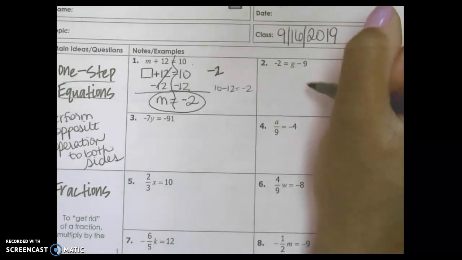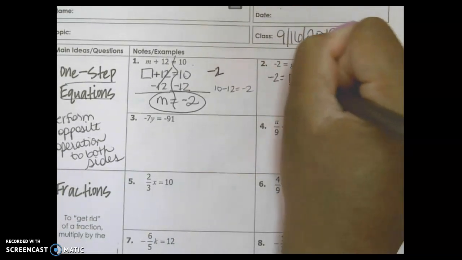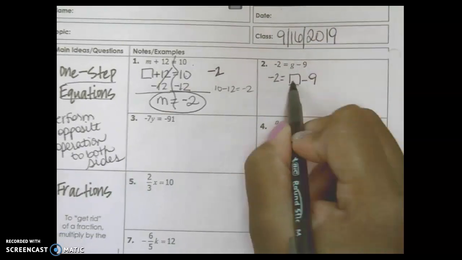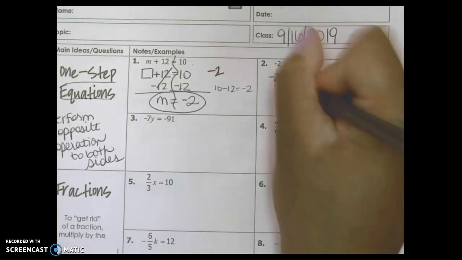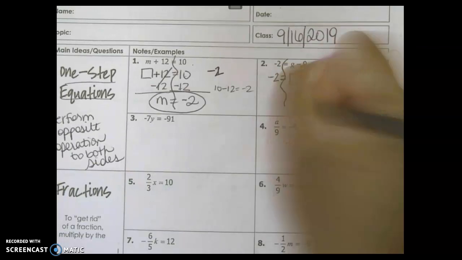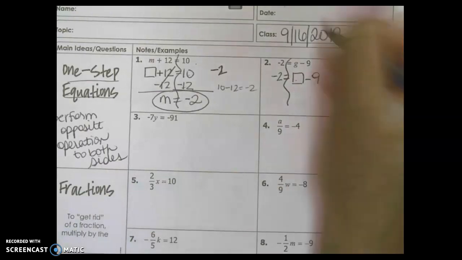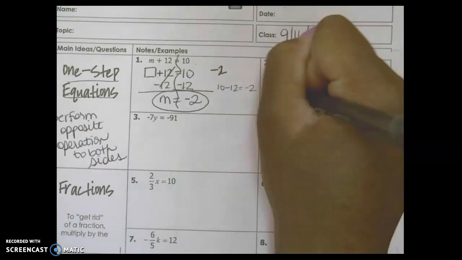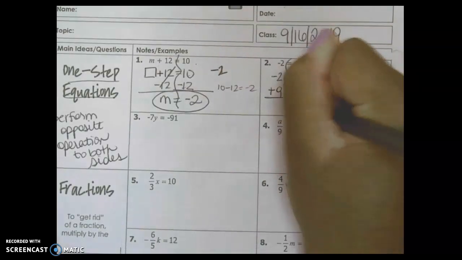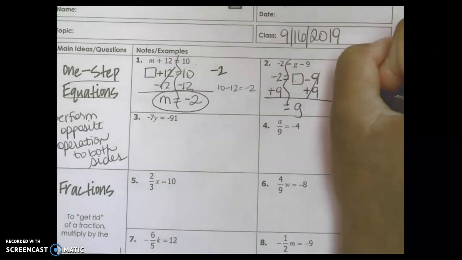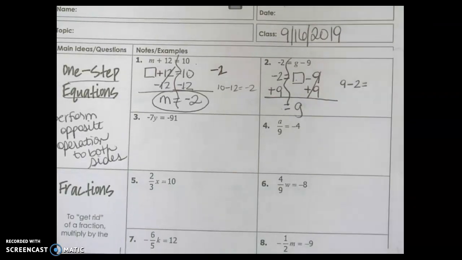So then over here, I'm going to do the same thing. -2 equals something minus 9. That means this number has to start off being smaller than 9 because obviously I'm ending up with a negative result. So I draw my river through the equal sign and then I perform the opposite operation. The opposite of -9 is +9 to both sides. Then these 9's cancel out and you'll have g equals 9 minus 2. That's your answer here.